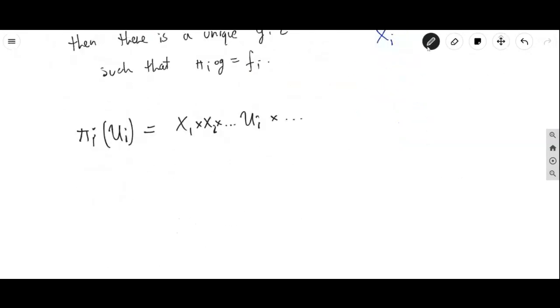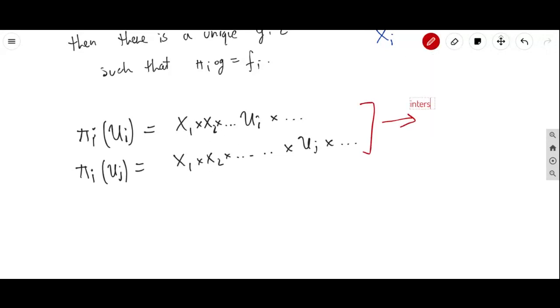And now let's say you have another open set, pi_j inverse of, let's say, U_j. Then this one is going to be like X_1 times X_2, and then maybe at a different position it would have U_j. But because these are open sets, if you intersect them, they have to be open.